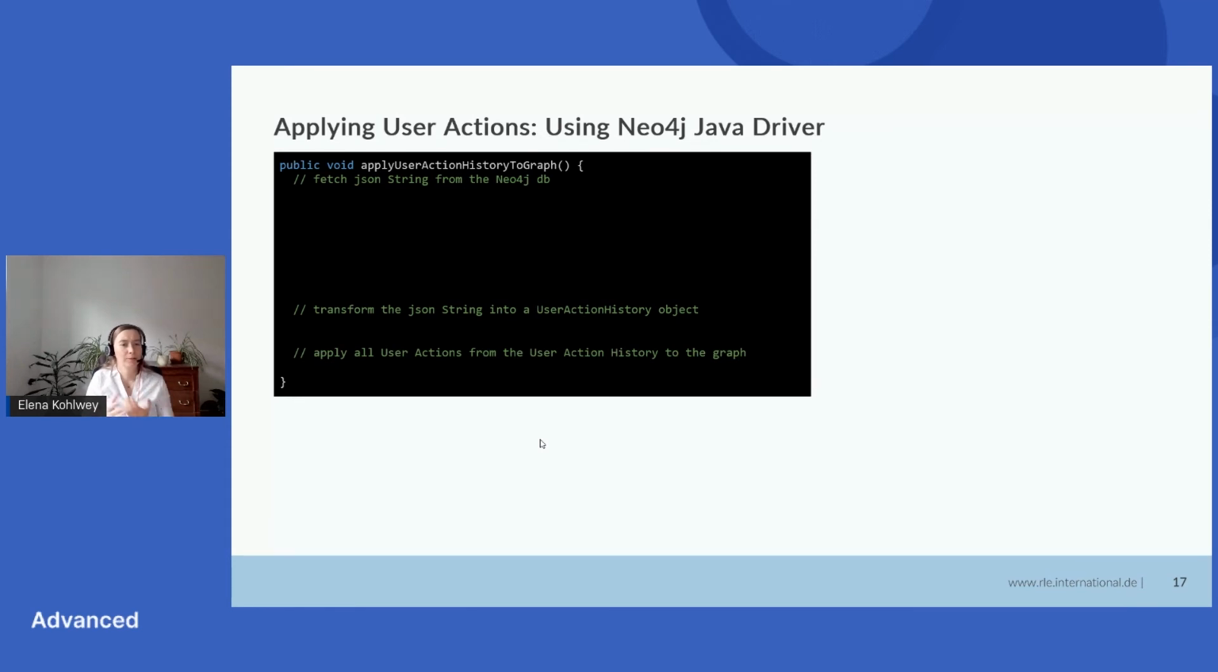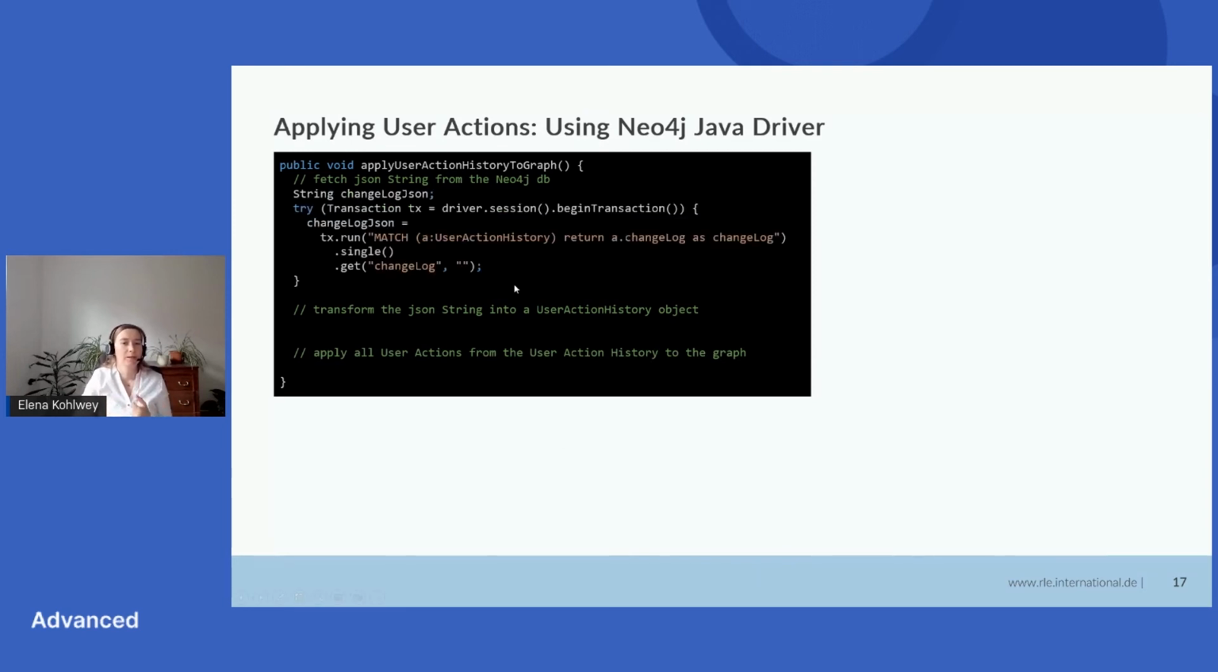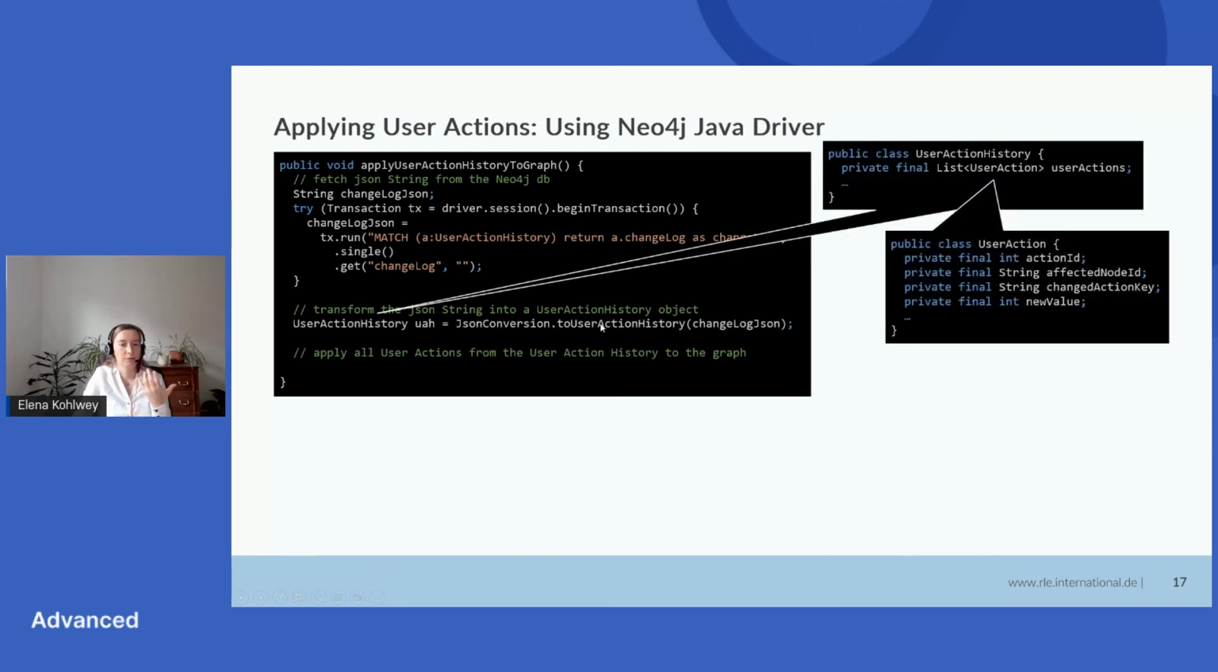So if you want to apply this user action history to the graph, what do you need to do? You first need to get the JSON. So you need to get this from the graph. Using the Neo4j driver, you just create a session and transaction and just match for this user action history node and return the changelog. Okay, now you need to convert this JSON that you got from the Neo4j database into a proper object. What I did here is I created a user action history object, which contains a list of user actions, and the user action, as you saw in the picture before, just contains the affected node ID, the changed action key, the new value, and the timestamp that isn't here.